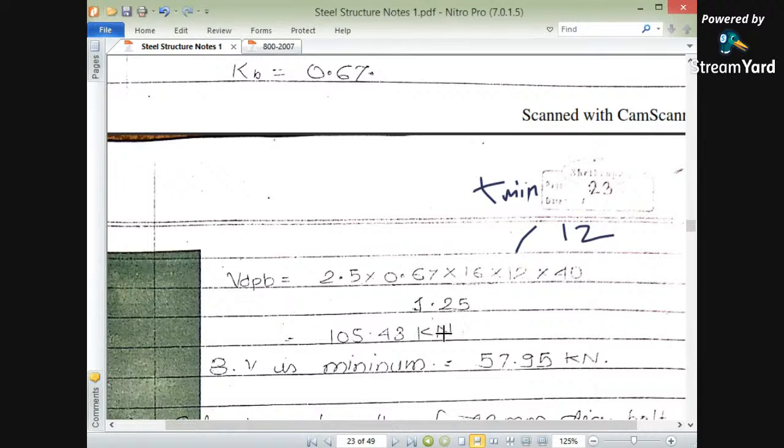So 12 into 40, multiplied by 1 divided by 1.25, that is gamma, the partial safety factor of bolt, comes to be 105. The previous shear strength value was 57, and the bearing strength of bolt comes to be 105. The minimum of these two values is the bolt value, that is 57.97 kilonewtons.